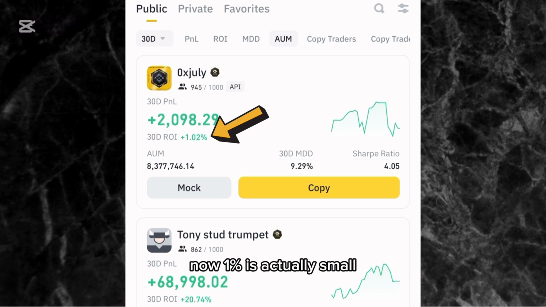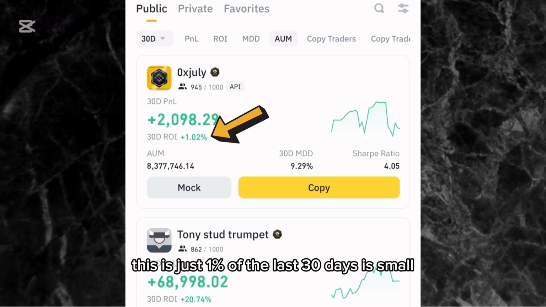That 1% is actually small. So if you're the kind of person that you don't want to take too much risk, you want to make very little amount of profit, you can follow this person. But for me, this is too small. 1% in the last 30 days is small. But the person is managing a lot of money. So you need to take that into consideration.